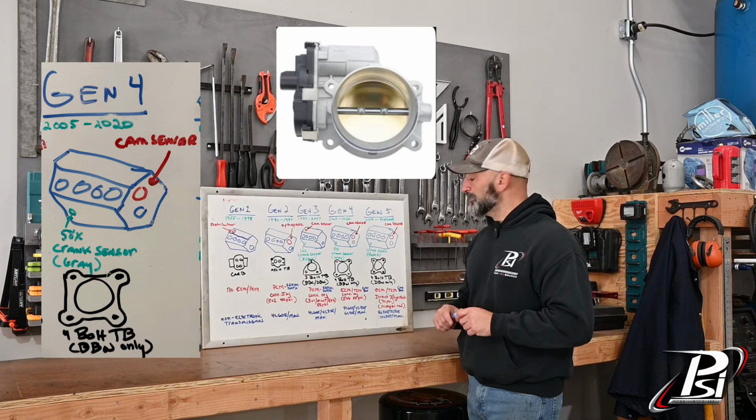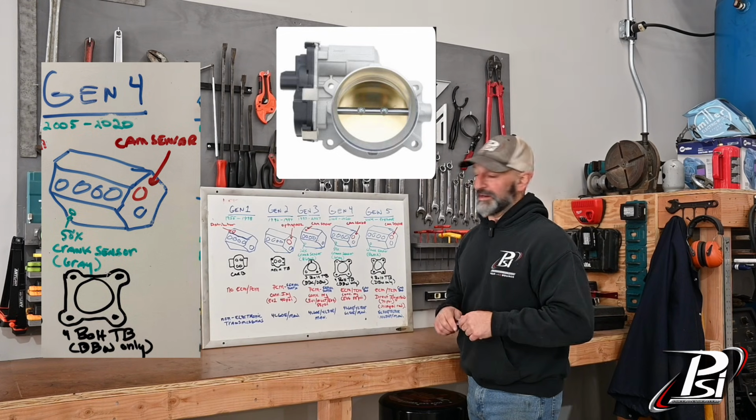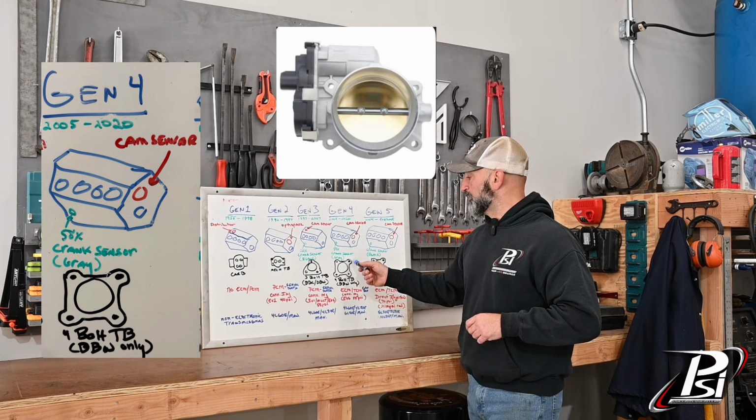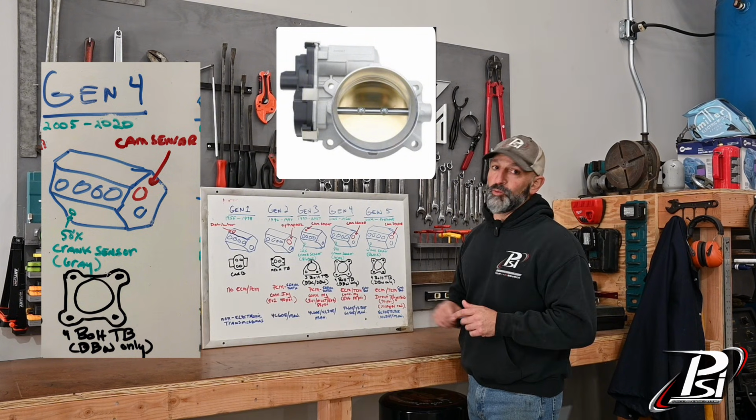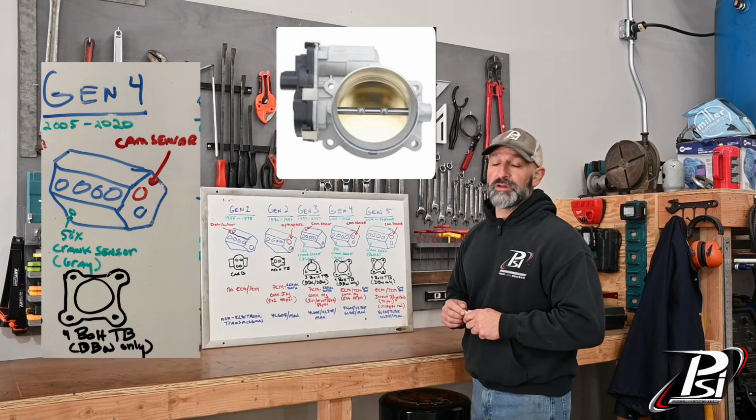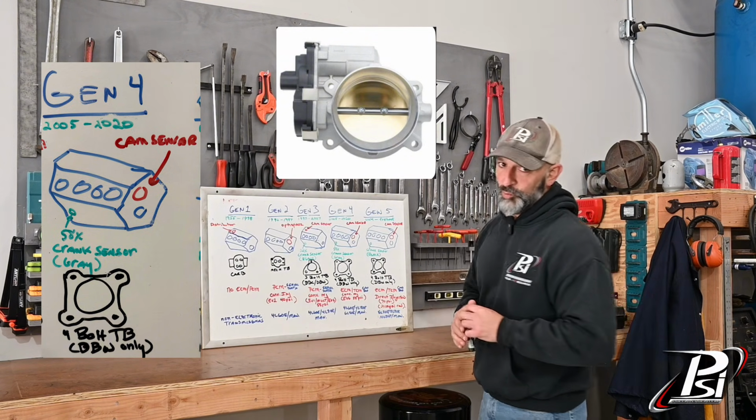Fast forward to Gen 4, and we had a 4-bolt throttle body. Same thing, we had a single butterfly, 4 bolts mounting it. These were drive-by wire only. There were no drive-by cable applications for Gen 4.